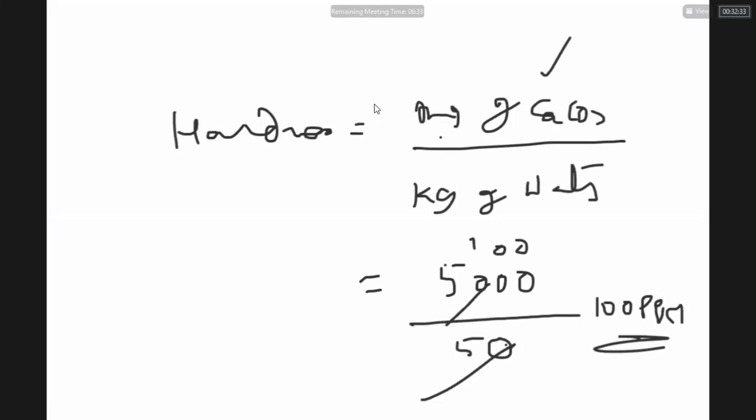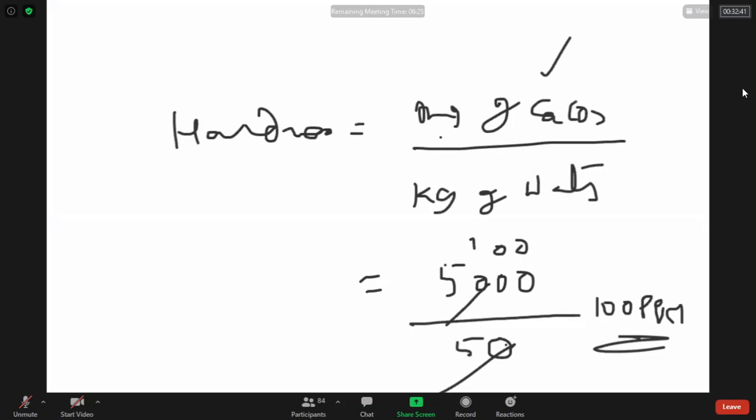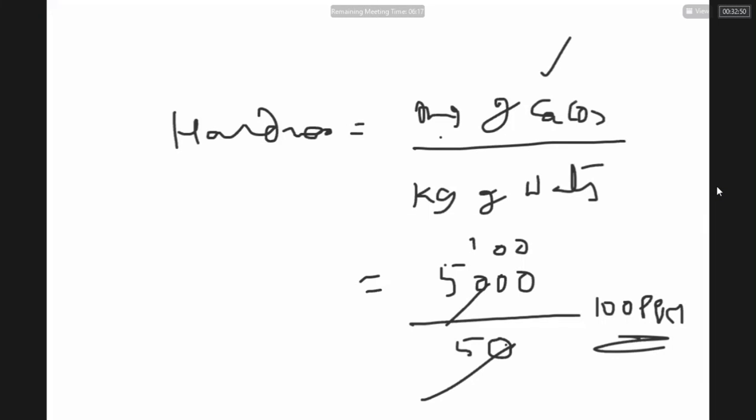So what are the steps in expressing hardness, sir? Convert the molar mass of given salt into CaCO3. Now, the milligrams of CaCO3 divided by kgs of water or liters of water gives you hardness in ppm. Simple, right? Try to solve this interesting problem.